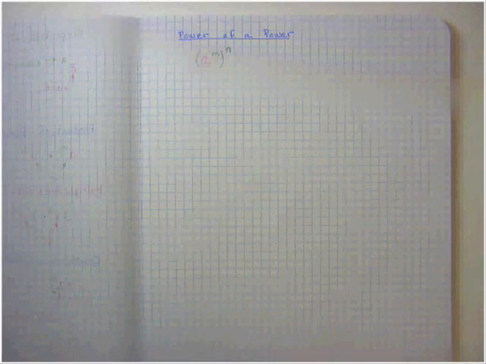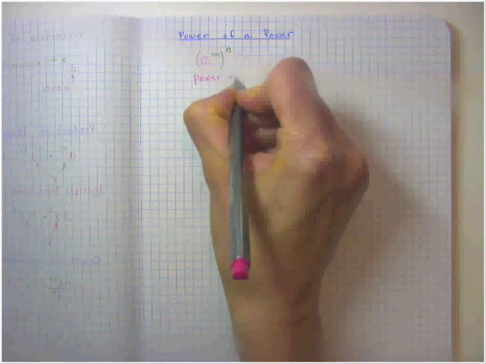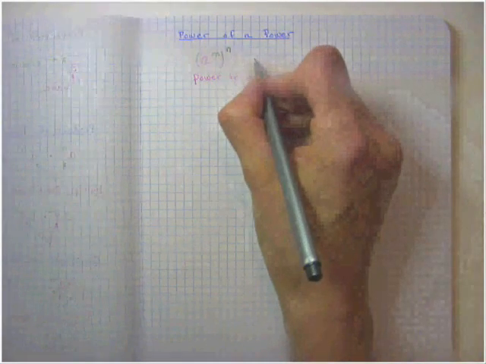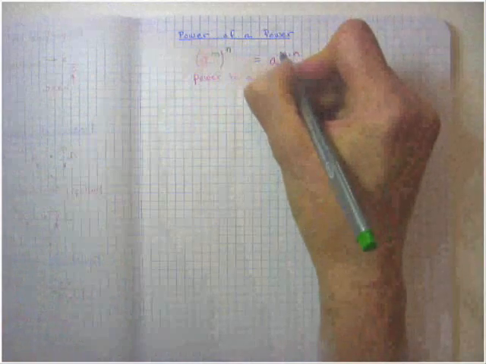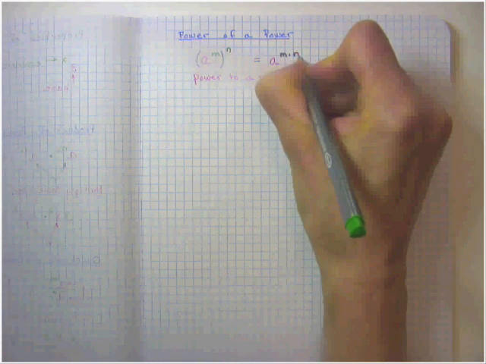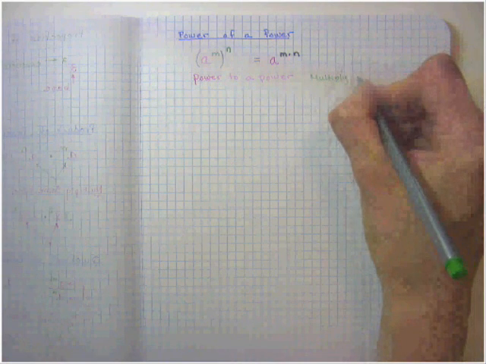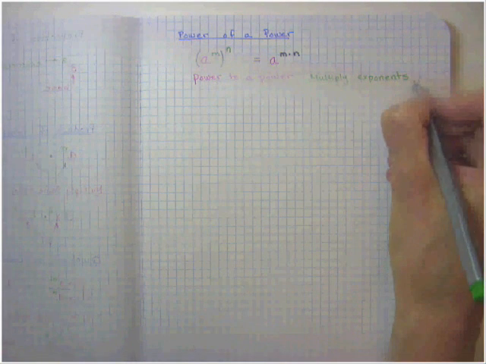So what we're going to remember is that if we have a power to a power, and I'm going to write this like this, that means that we are going to multiply our exponents. So that is going to be the same as A to the m times n. So we have a power to a power. Oops, meant to put this in green. That means we're going to multiply our exponents.